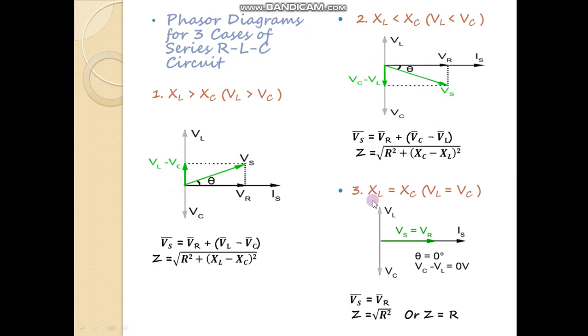In the third case, XL equals XC, meaning the value of both inductive reactance and capacitive reactance will be the same. At that condition, both VL and VC will get cancelled, or this reactive part will get cancelled from the circuit, and in the circuit only the resistor remains. So your source voltage will be across the resistor only, so VS will be equal to VR. Okay, and the impedance will be under root R square, or simply Z equals R.